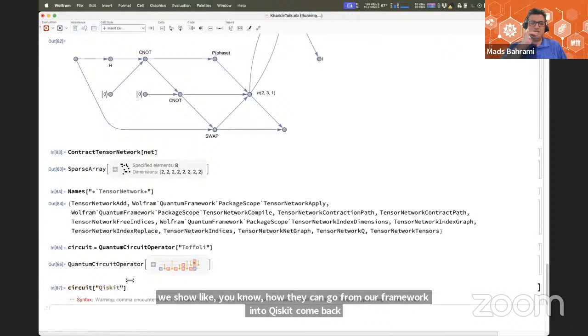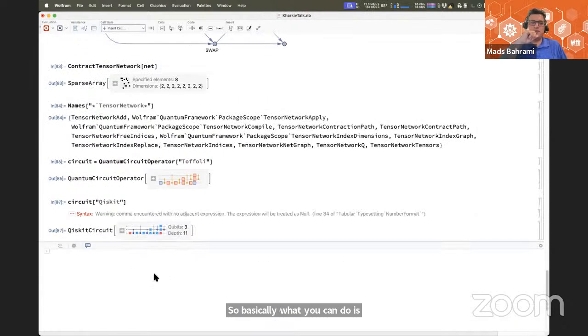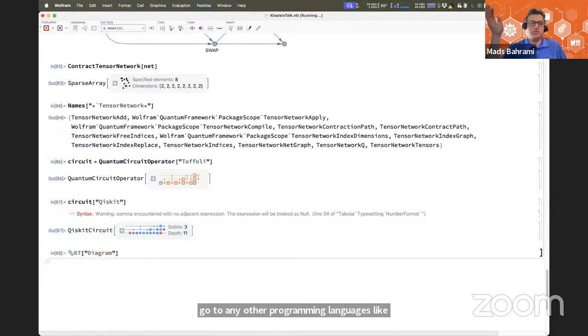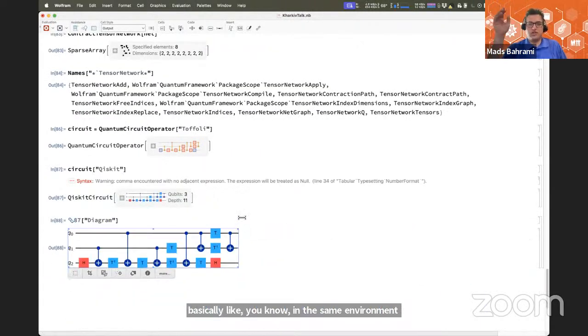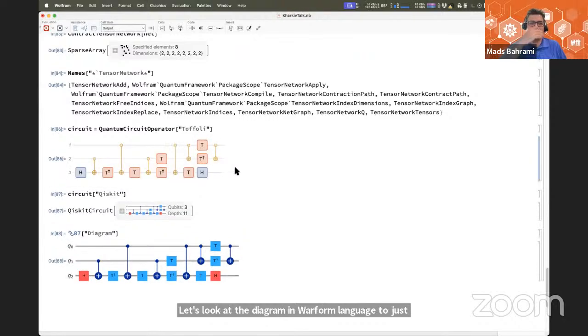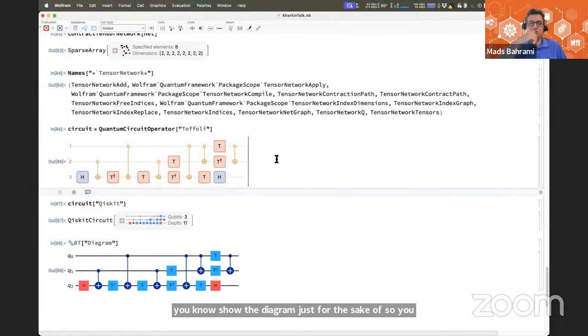So basically, in Wolfram Mathematica, you can directly go to any other programming language. In the same environment, you can run whatever you want in Python, in R, in practically any common programming language. What you see here is that we went from a quantum circuit in the Wolfram quantum framework to a circuit in Qiskit. Let's show the diagram for the sake of it.